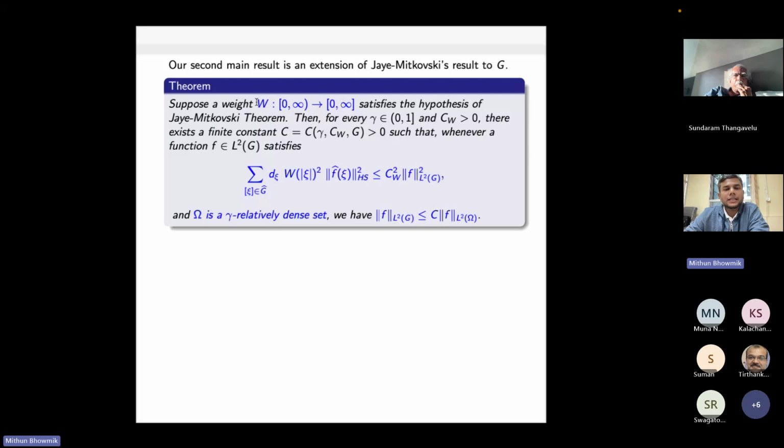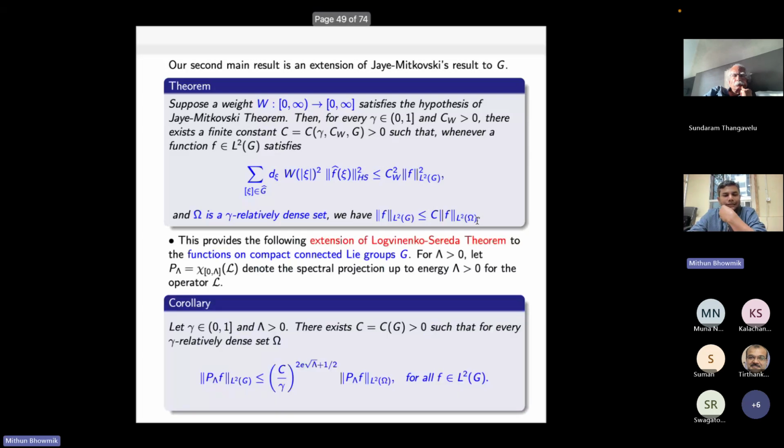So we have a weight, the kind of weight that was already considered by them in the context of R^d. So we'll consider a similar kind of weight. Now we have a parameter gamma, and then we have a C_W that will appear in the class of functions we are considering here. Then there exists a finite constant C that will depend on these three parameters, and of course on G. Then whenever we have a function in L2 and its Fourier transform satisfies this much decay, and omega is a relatively dense set, I can recover the L2 norm of f on the entire Lie group out of its restriction to the relatively dense set. So this is our second result in the context of Lie groups.